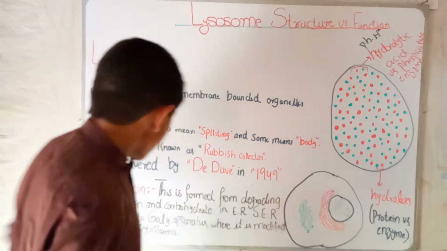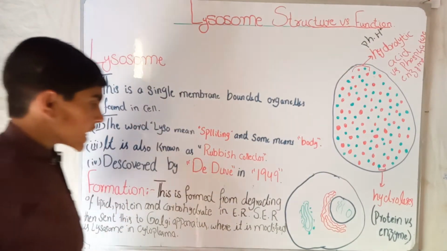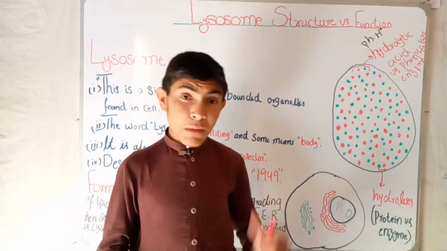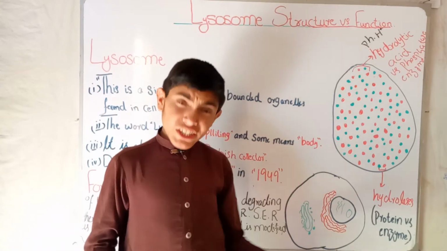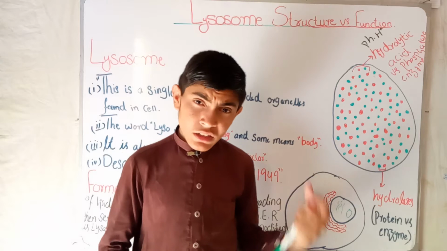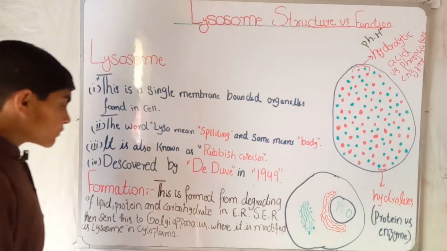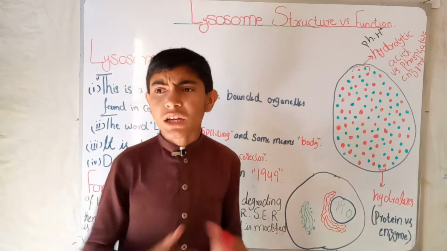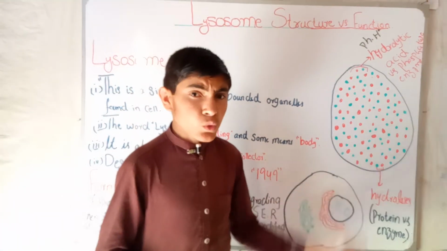They were discovered by De Duve, a British scientist, in 1949. Okay, formation. How are they formed? This is very important when we talk about the lysosome.